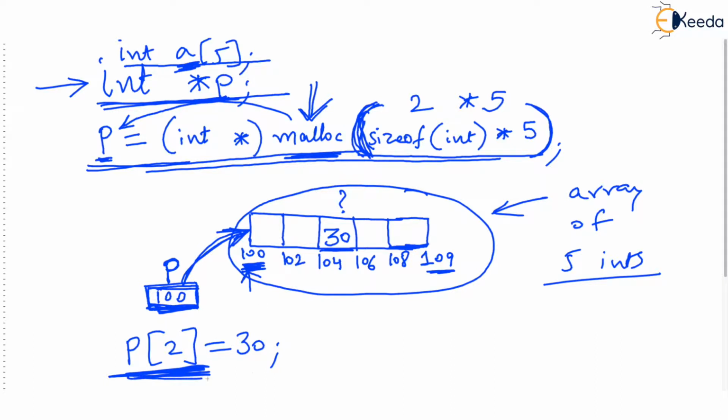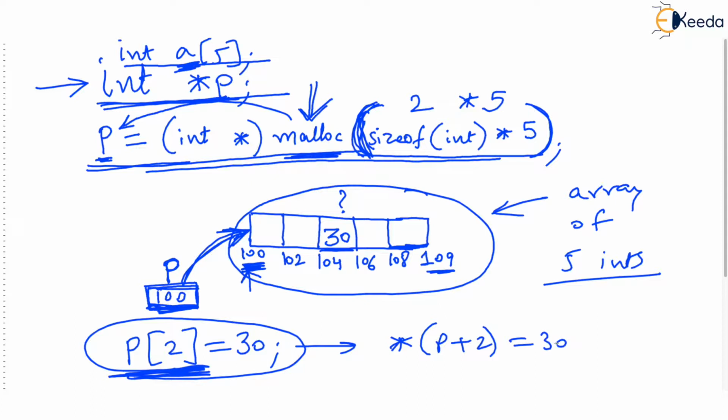Tell me, how will this get substituted by the C compiler? It will be *(P + 2) = 30. That means value at this address, which is address 104, P plus 2, you know P is 100, and you are jumping by 2 locations. 2 integers you are jumping. So this is 104, and we are saying value at 104, asterisk we have given before, should be 30.